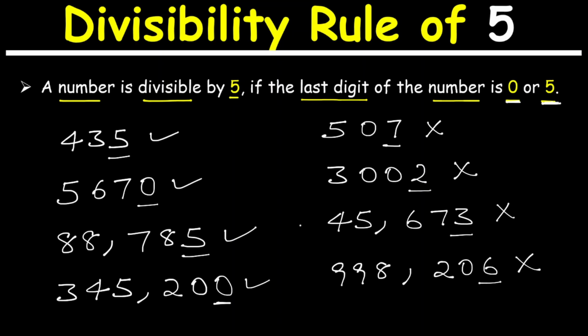Therefore, in order to check whether a number is divisible or not by 5, we just need to analyze the last digit of the number. If the last digit of the number is 0 or 5, then the number is divisible by 5.